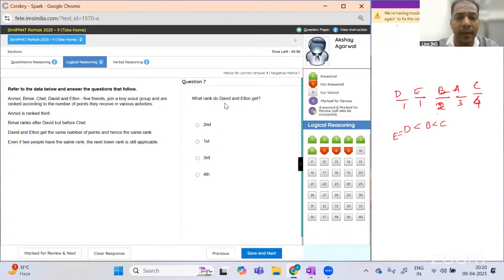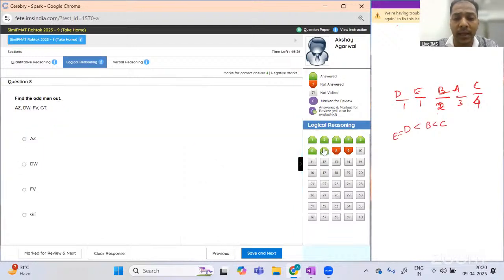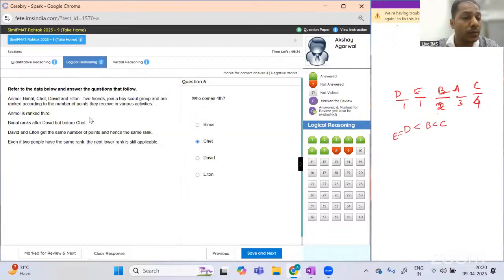What rank do David and Elton get? First rank. Now here the only confusion that I have is: who comes fourth? So rank, are they asking me the rank or are they asking me this thing? But luckily for me, Anmol is not there in the options. So clearly they're asking the rank.